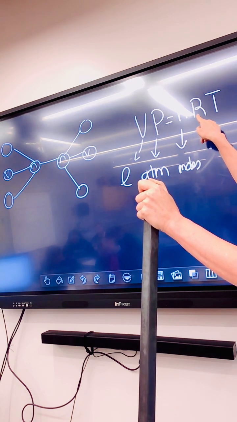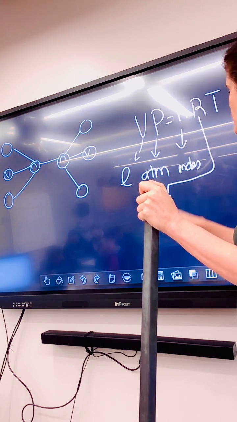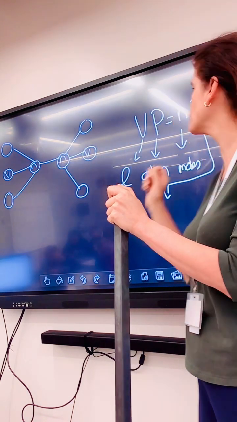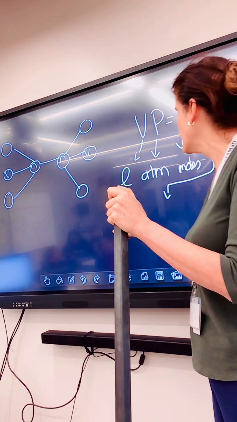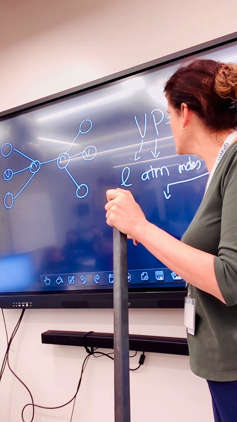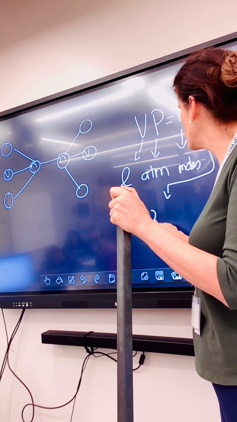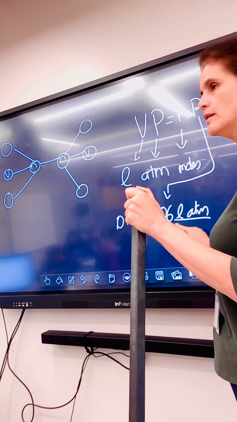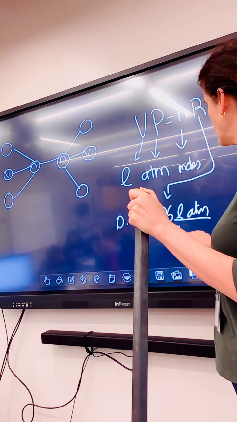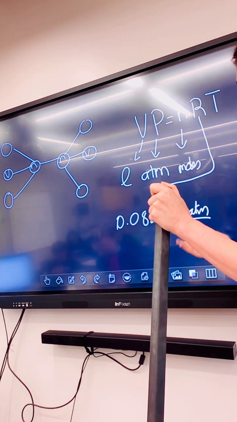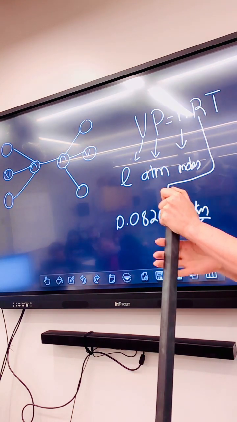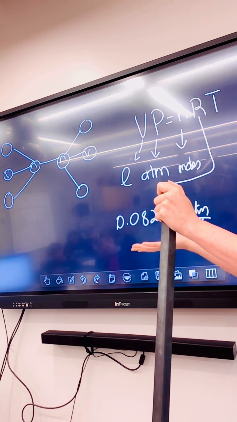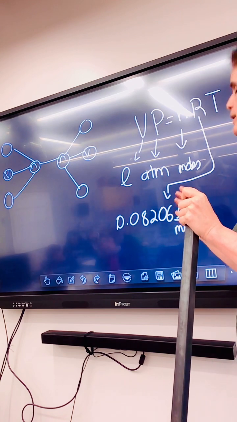R is a constant. Just like Avogadro's number, it's a number. We're only going to use one number, and it's going to make sure that all our units are right. R is going to be 0.08206 liter atmosphere per mole Kelvin. I think you told us different. You said 0.82. To 1, my bad. Yeah, mole Kelvin. You will memorize this number, but at the beginning I'll give it to you.